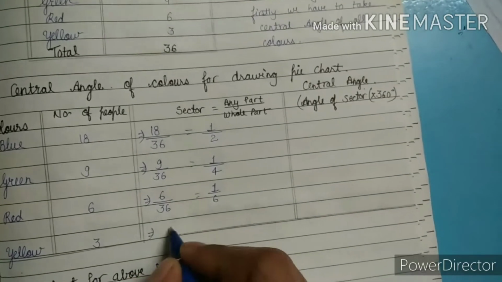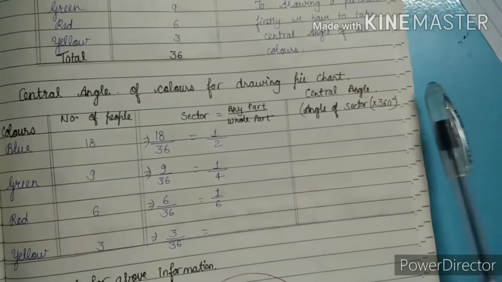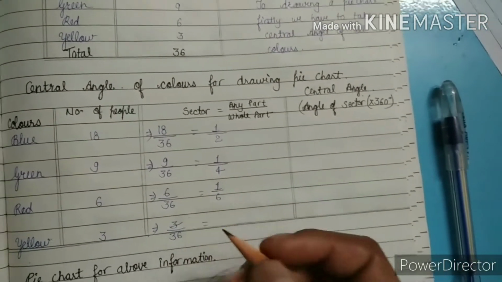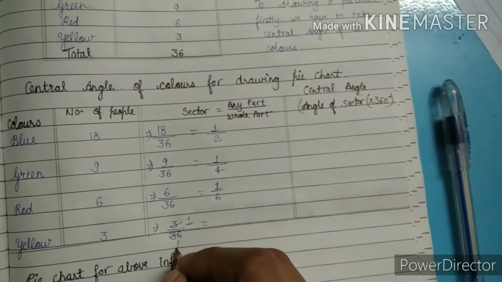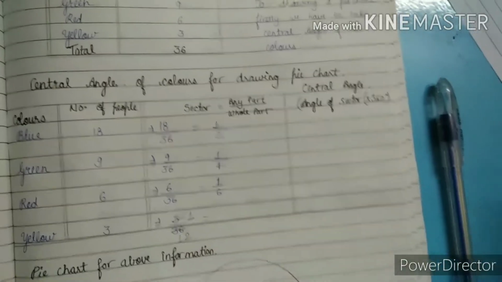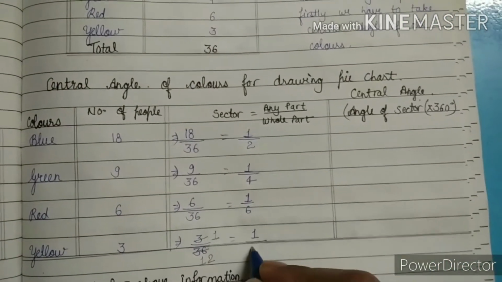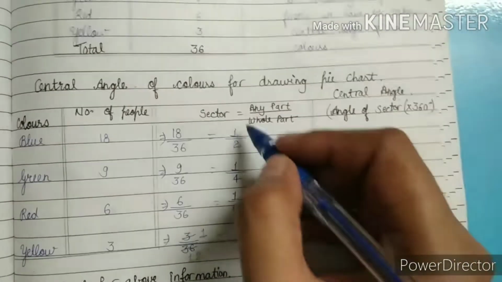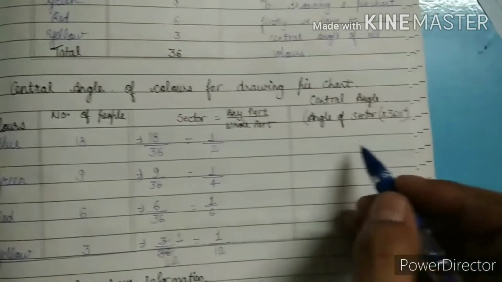And the last, 3 will be divided by 36. You can reduce it by the table of 3, because it may be confusing for you. 3 1s are 3, 3 2s are 6. It means 3 by 36 will give us the fraction of 1 by 12. Now they are all 1 by 2, 1 by 4, 1 by 6, 1 by 12, and they all multiply by 360.